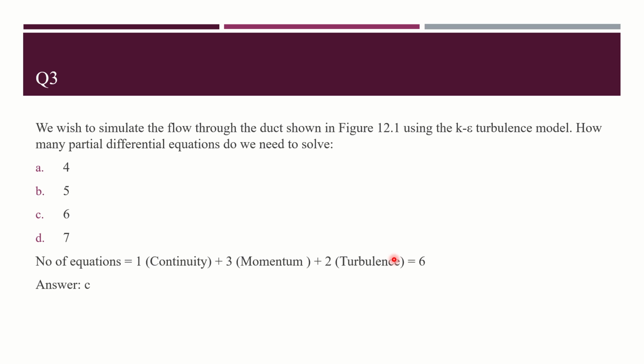We are now dealing with 6 partial differential equations. In the K epsilon turbulence model, we are just going to deal with two more equations in addition to the existing 4 equations, that is the continuity equation and the momentum balance or momentum conservation equations. So on the whole, we have 6 equations. So that is for question 3. We'll now go to question 4.